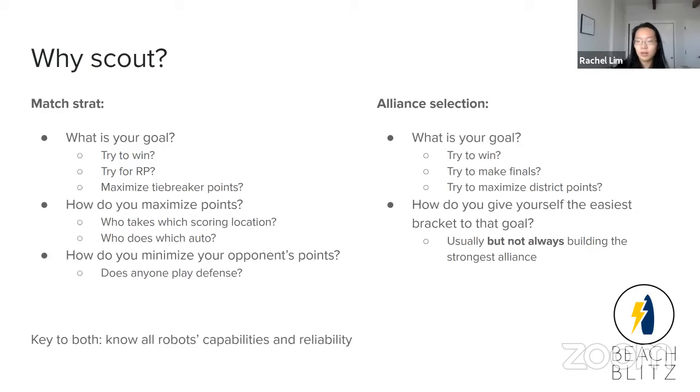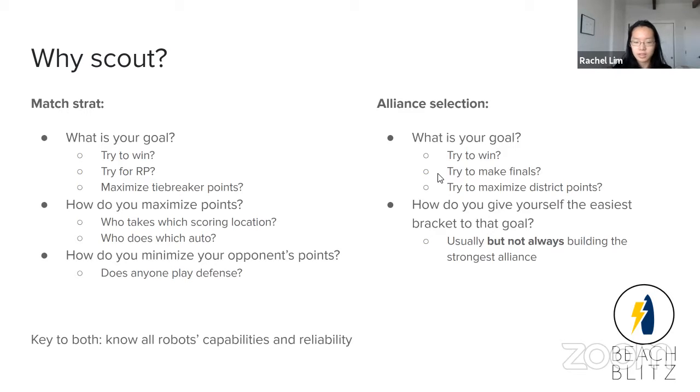Similarly, we need this data for alliance selection. The alliance selections, I think, are a little bit different because you sort of have your goal going in. You either know you're going to try and win the event, or for regional teams, sometimes you're just trying to make finals to qualify. But scouting data helps you figure out the easiest bracket to that goal. So building the strongest alliance, as well as occasionally declining or picking a team below you to help your way through the bracket.